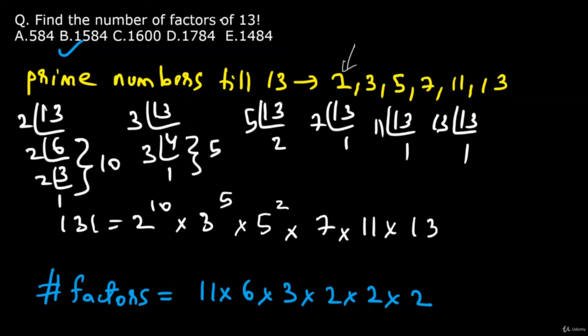How many 2's are there in 13 factorial? 13 by 2 gives you 6. 6 by 2 gives you 3. 3 by 2 gives you 1, right? So 6 plus 3 plus 1, that's 10. So you have 10 2's in 13 factorial.